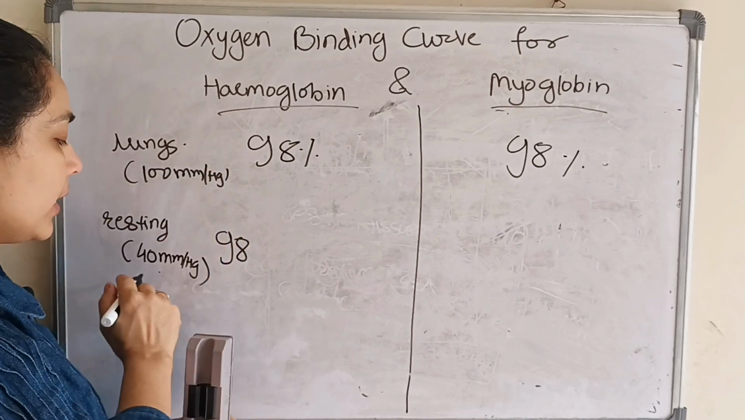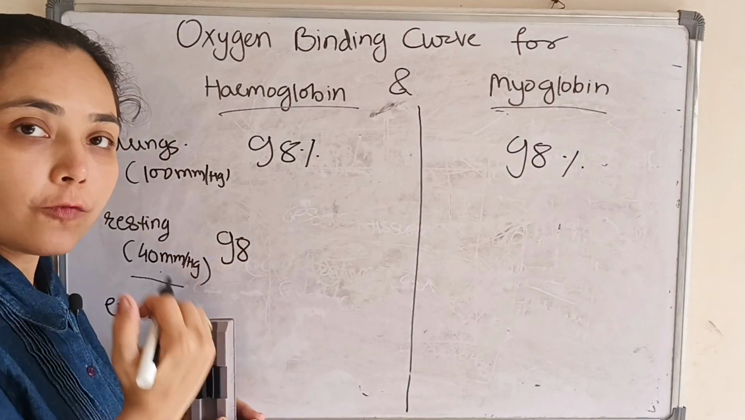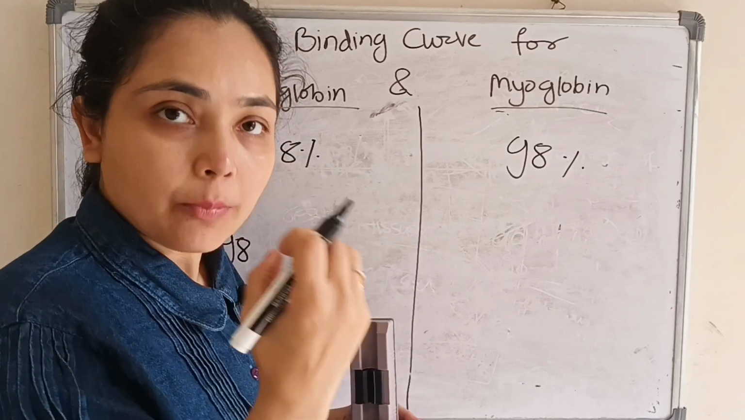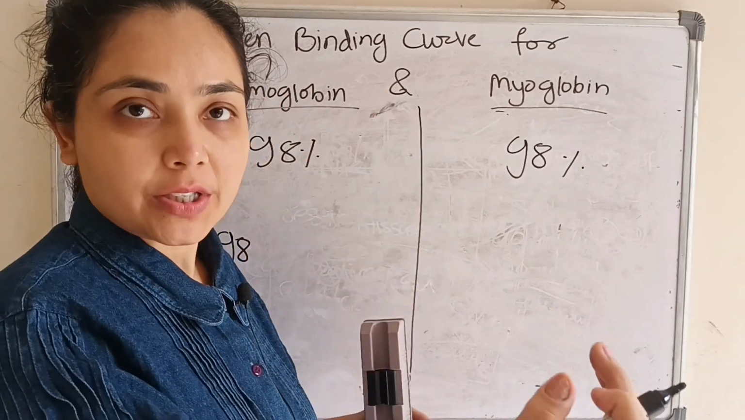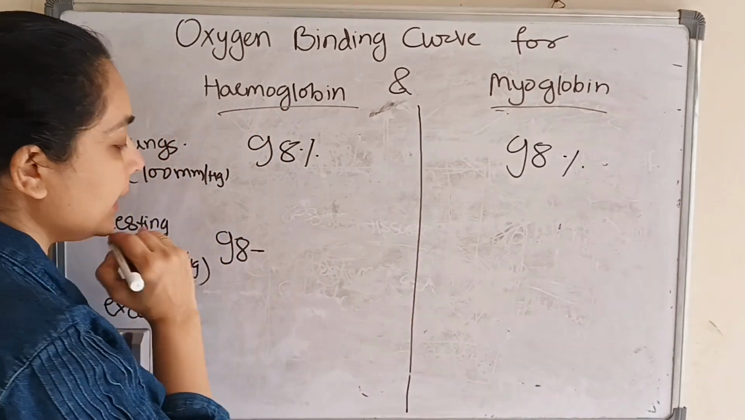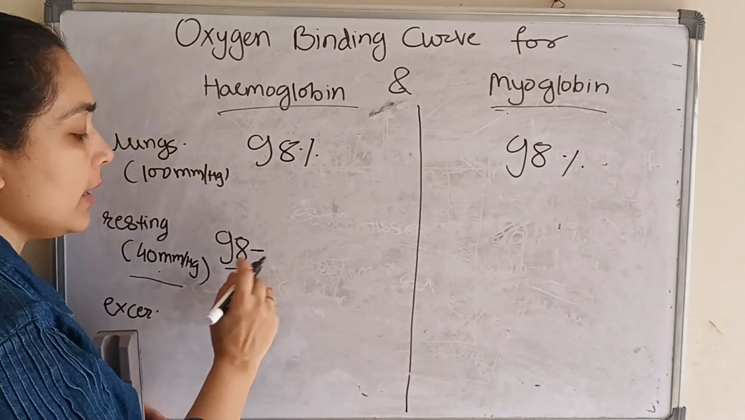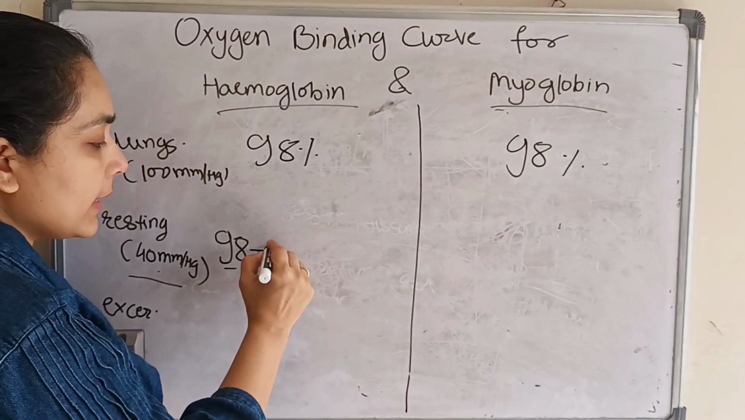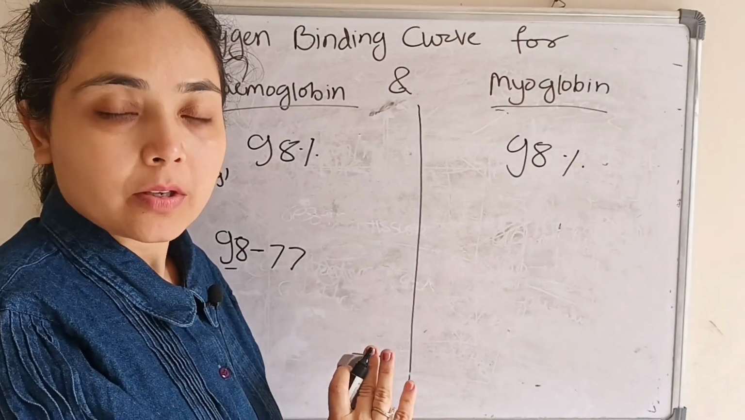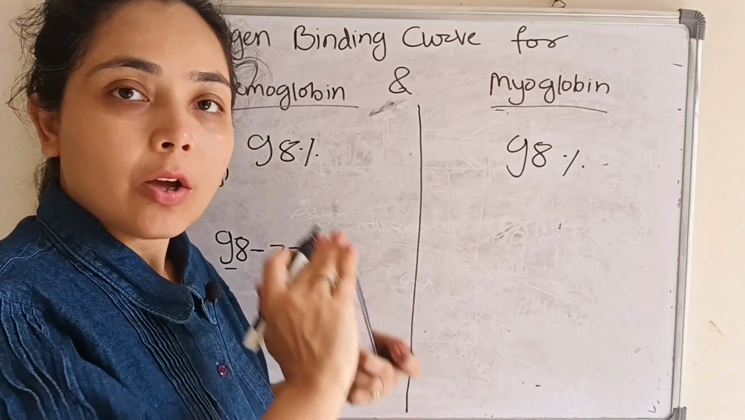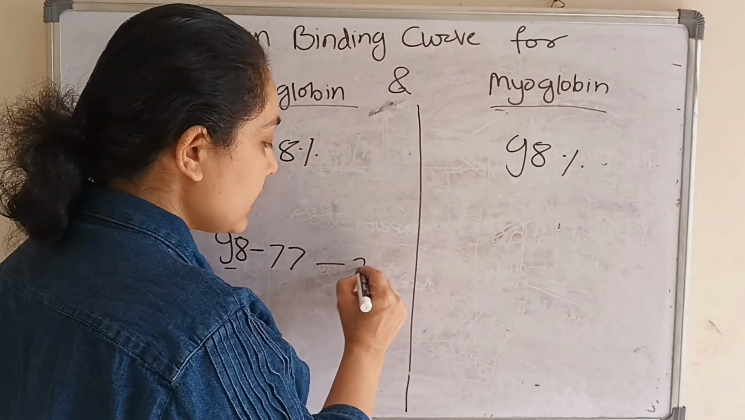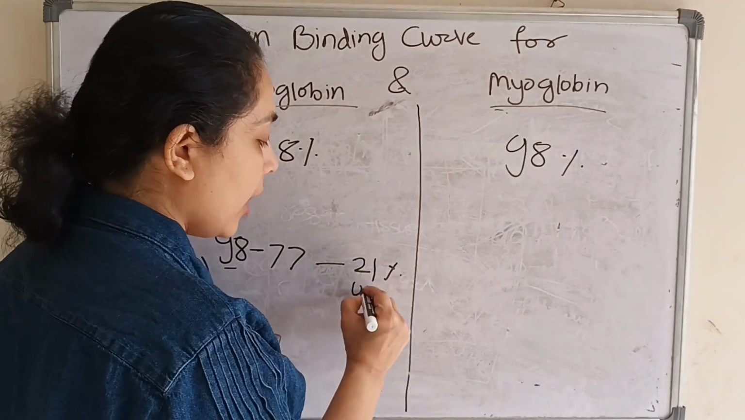So now from the 100, the partial pressure drops to 40. As the partial pressure drops, the hemoglobin protein will unload oxygen. How much oxygen will be unloaded, that we will calculate. 98% is saturated. At the resting tissue, 77% will be saturated now. Earlier it is 98%, now it is 77%. So 98 minus 77 means 21% will be unloaded.